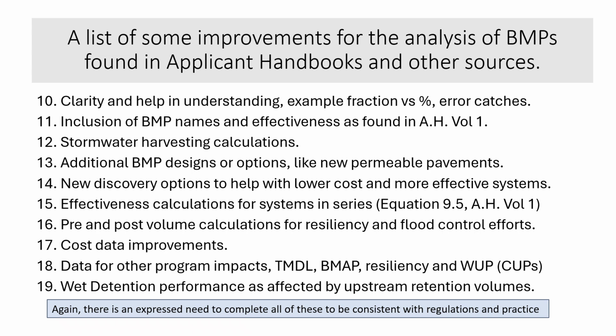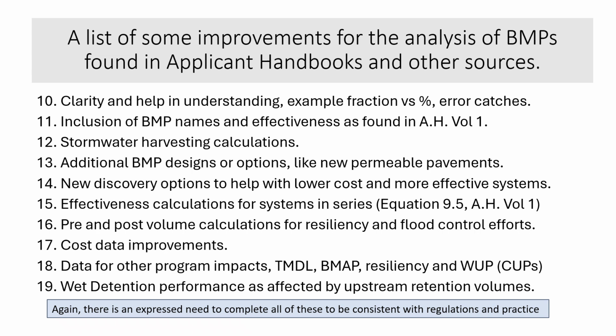This standardization is crucial. Further technical enhancements involve developing specific calculations for stormwater harvesting, expanding our range of available BMP designs to include newer options like advanced permeable pavements, and actively exploring new discoveries that can lead to lower cost, more effective systems. A very specific improvement is implementing effectiveness calculations for systems operating in series, directly referencing Equation 9.5 from Volume 1 of the Applicant Handbook. Additionally, we need robust pre- and post-volume calculations to support our resiliency and flood control efforts.